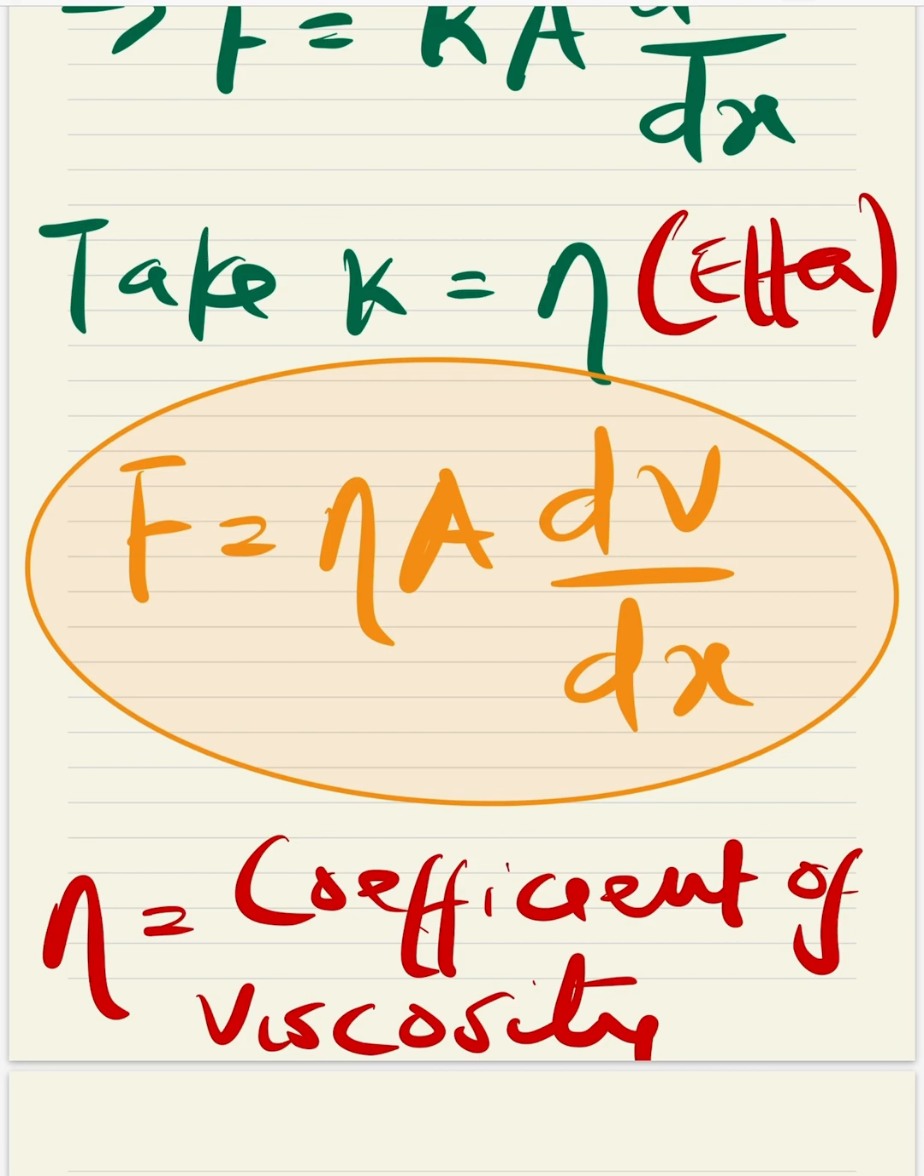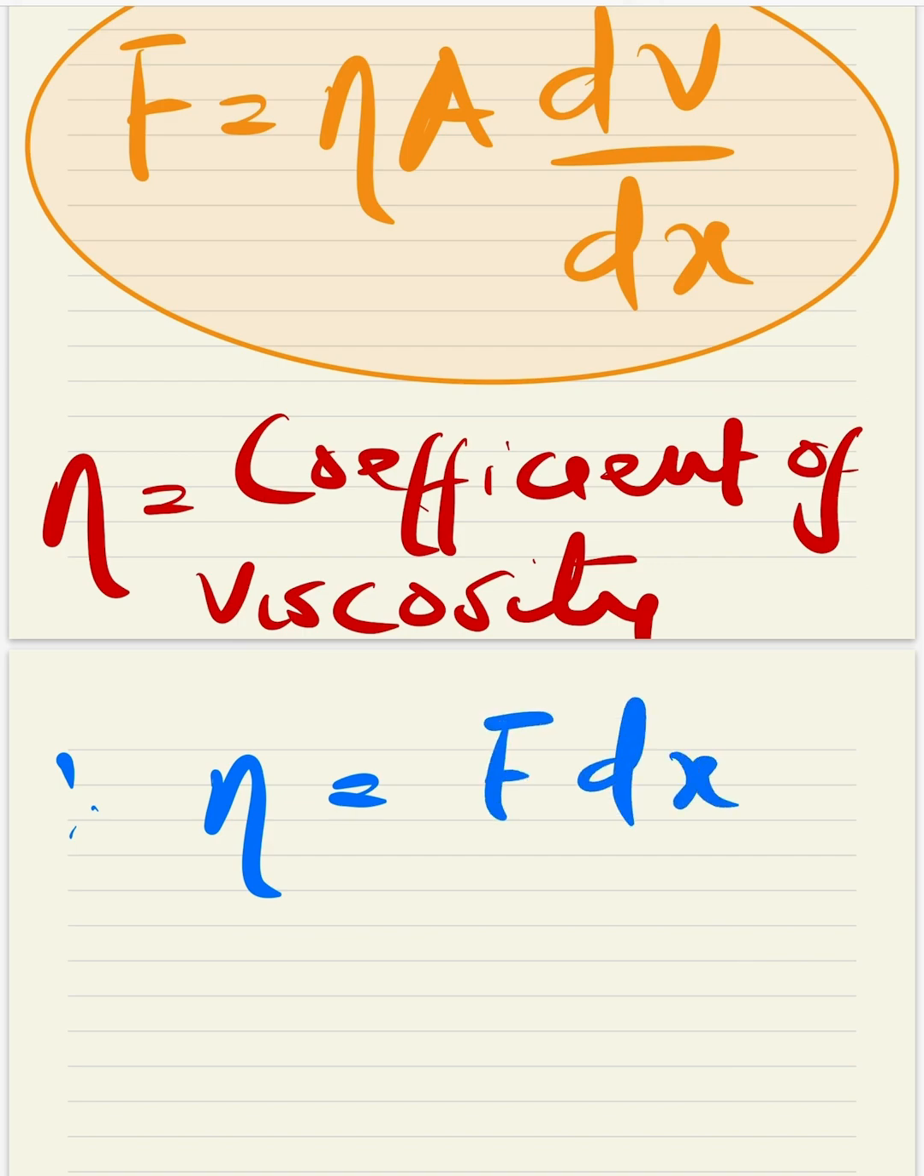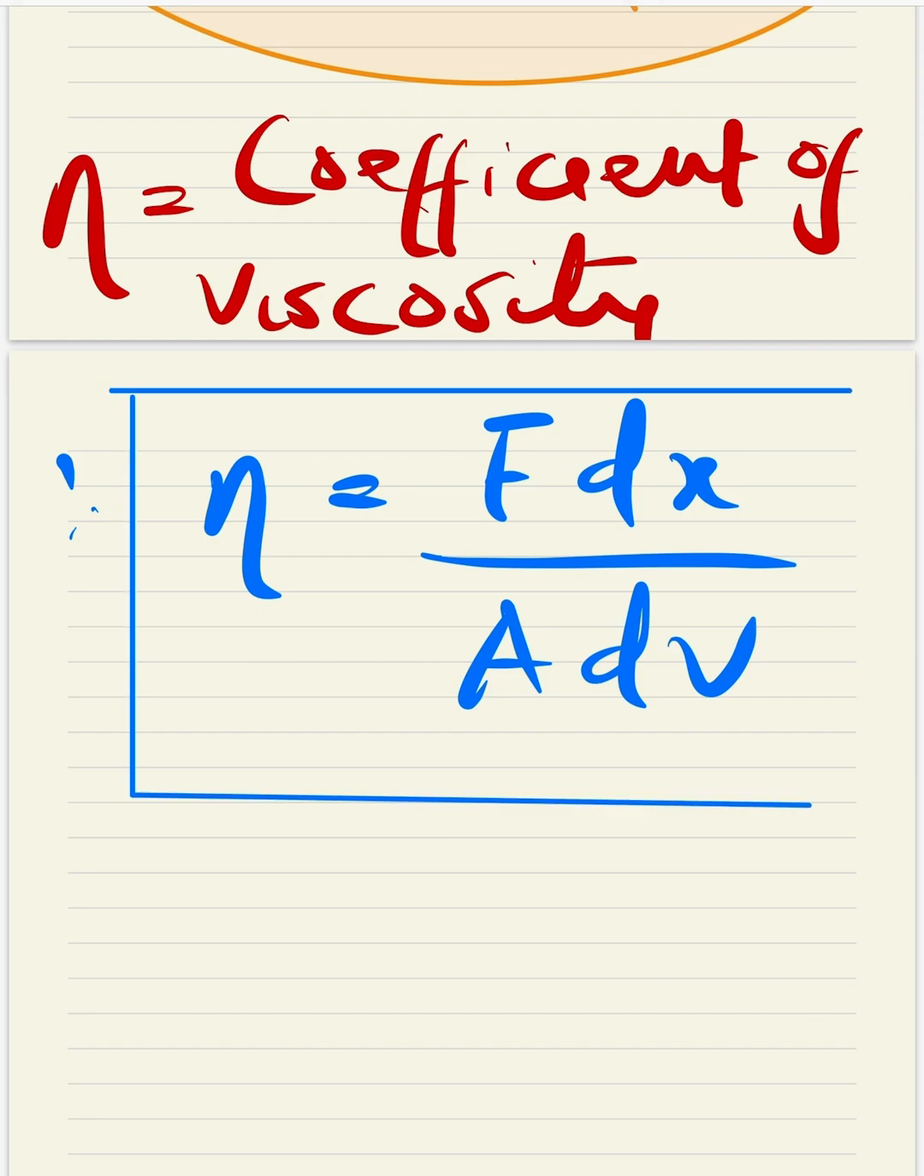So that is going to push us forward to making that coefficient of viscosity the subject of the relation. That is the same thing we did the last time, right? So if you make that one the subject of the relation, that eta is going to give us F dx, all over A dv. This is what you are going to have. So you know what we are looking for.